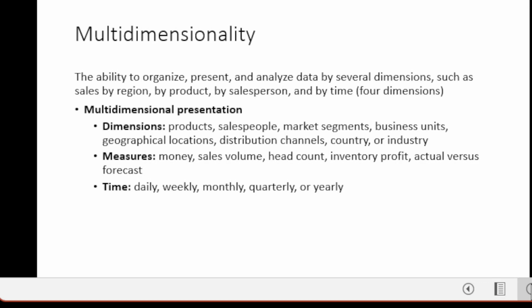So this is when you talk about multidimensionality, you look into the multidimensional presentation, which is dimensions of the. So, hold on there. I need to connect.